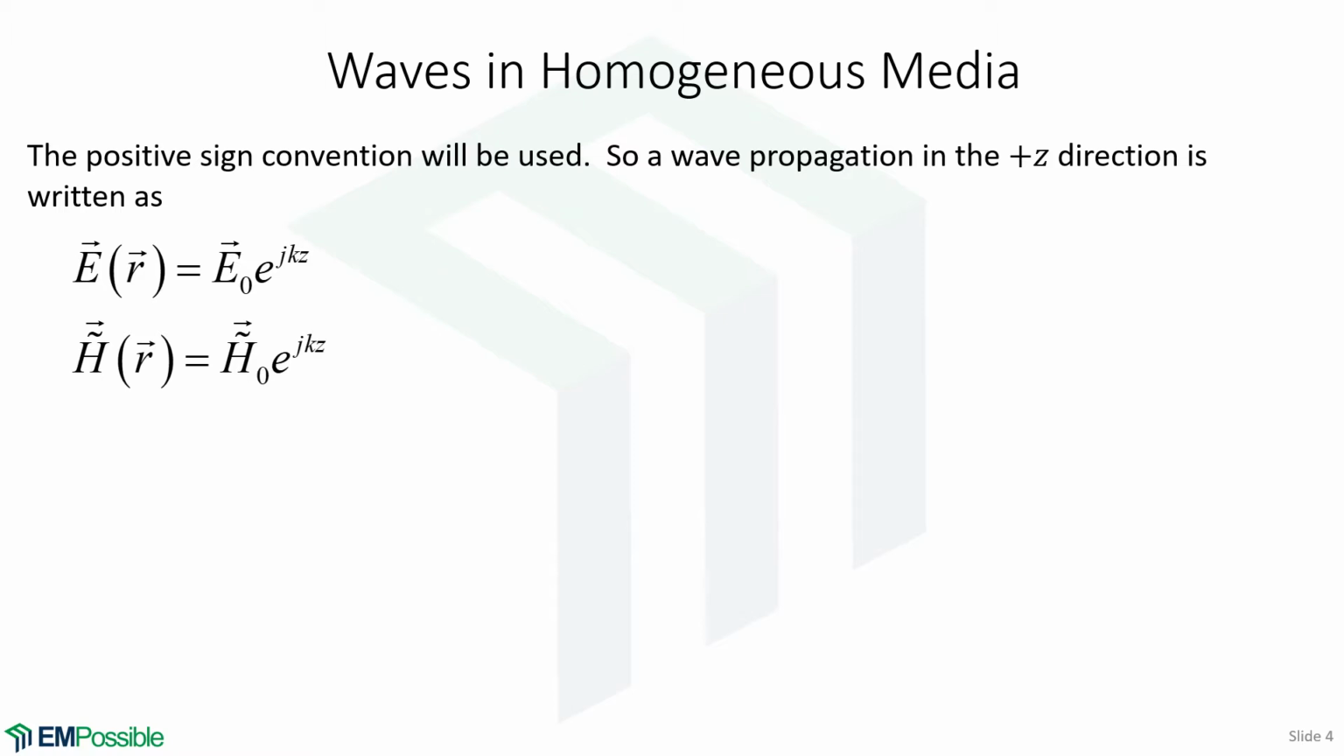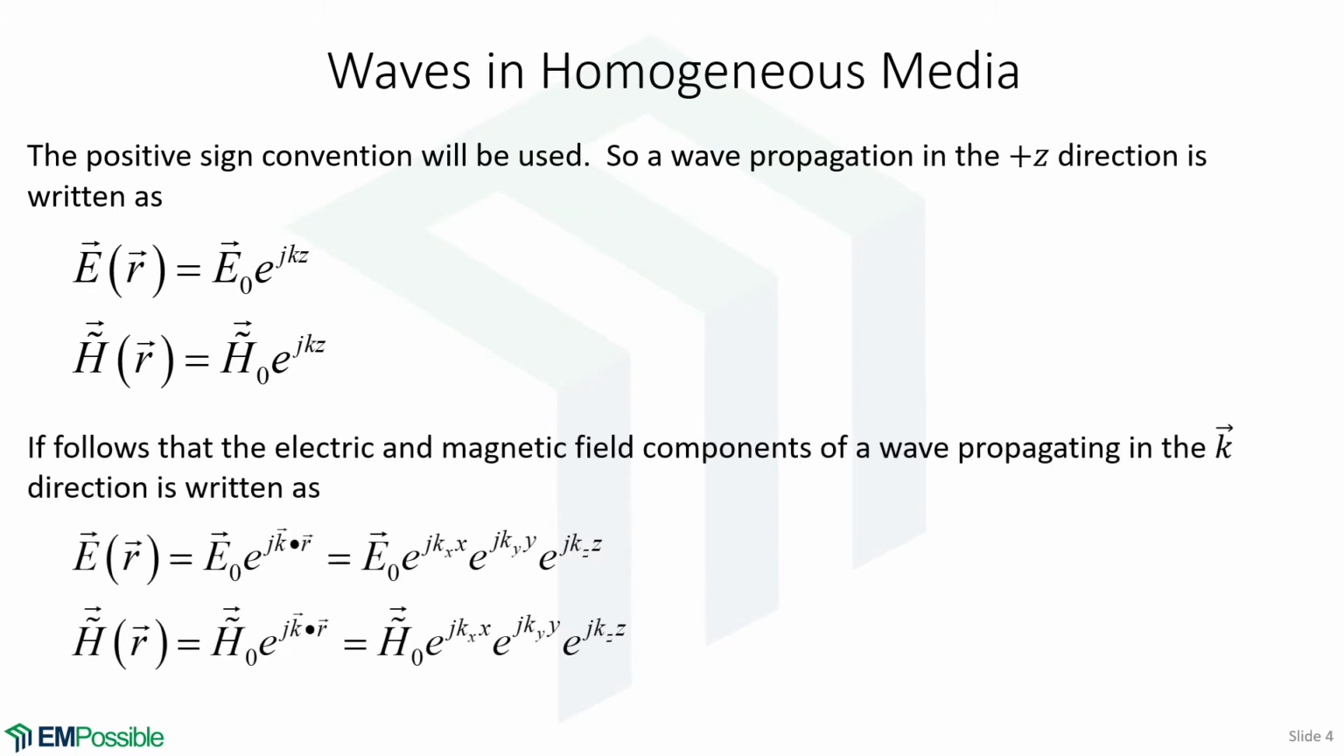So that means a wave traveling in the positive z direction, we would write in terms of the time harmonic form as e to the positive jkz. Now we're talking about waves traveling in any direction. So waves traveling in the direction of the wave vector k, we write as e to the positive jk dot r, where r is the vector position. Well, there's a dot product here, and we can expand that, and we can write our fields this way. And that will become useful in the next few slides.